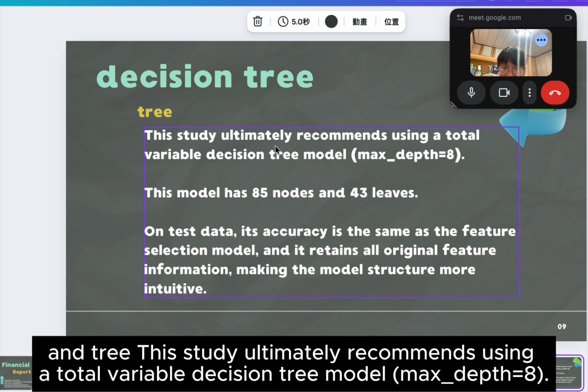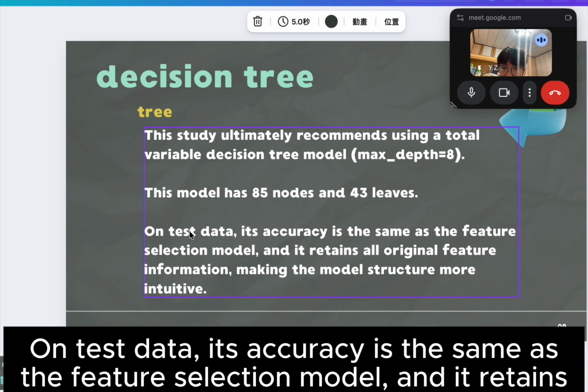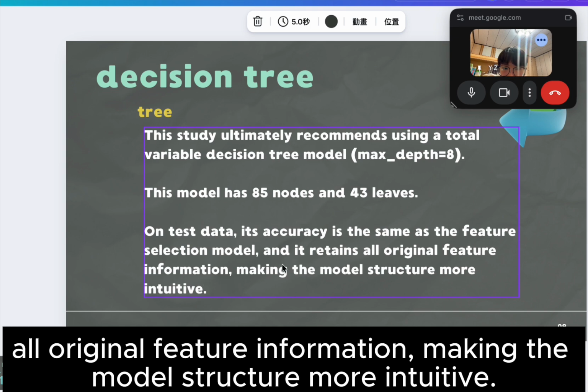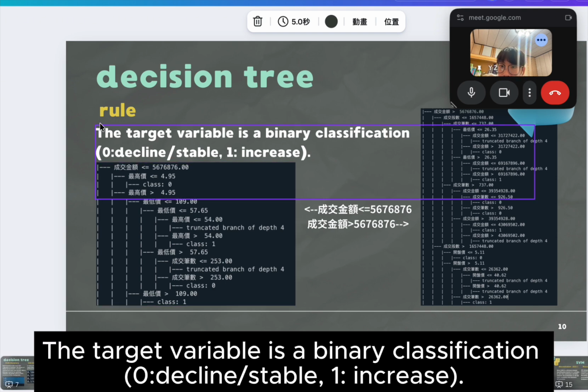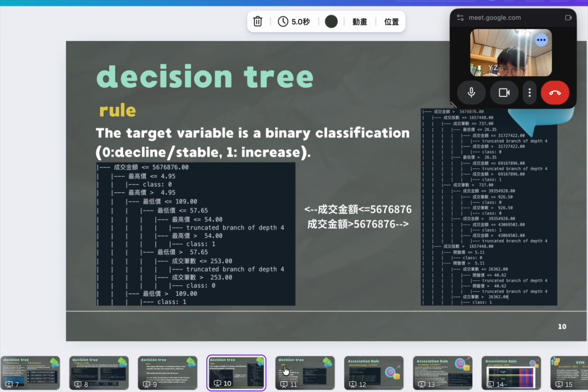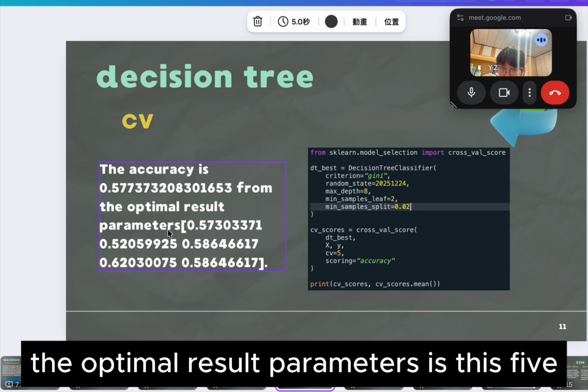And for this data I ultimately use the decision tree model. This model has 85 nodes and 33 levels, and the tree uses the same feature set as the other models, retaining all original feature information to make the model more complete. The rule is binary classification, that is, 0 or 1. And the CV score is 0.5677373. The optimal hyperparameter is this 5.